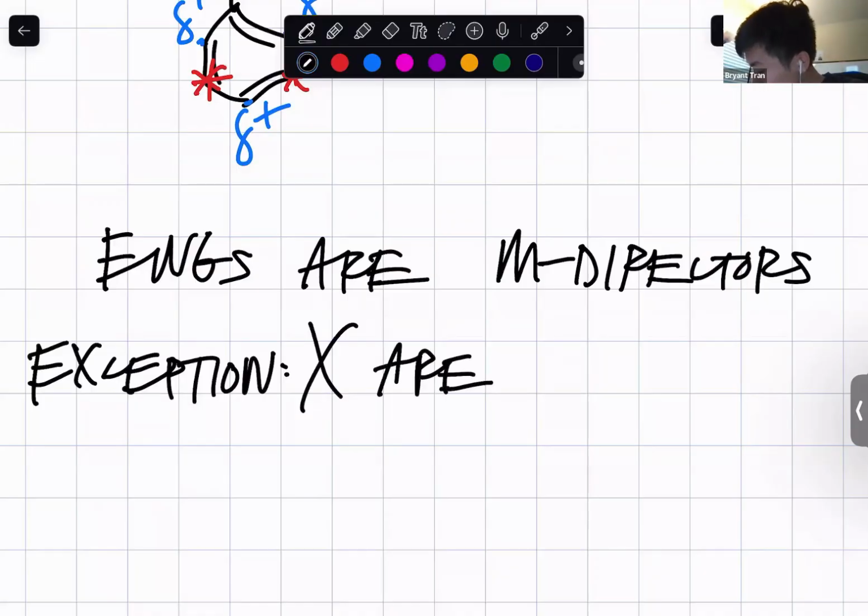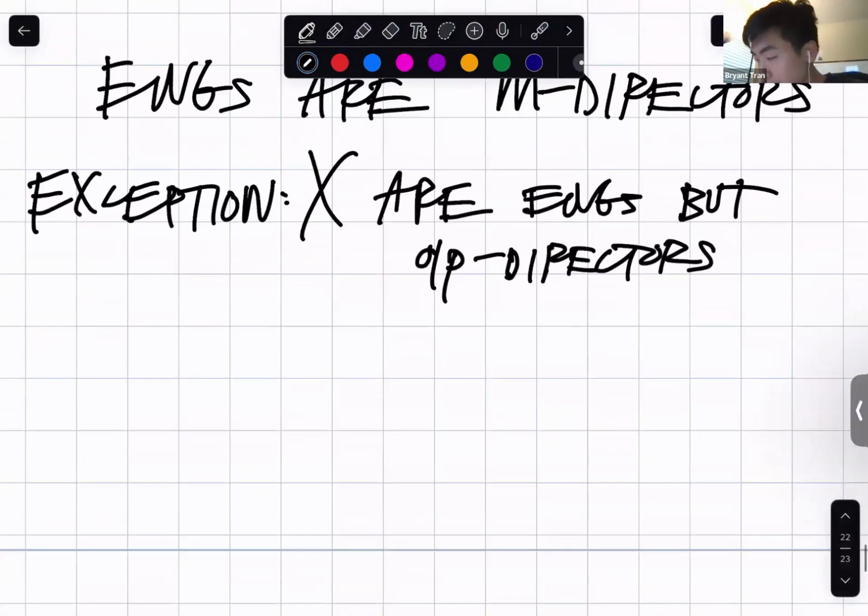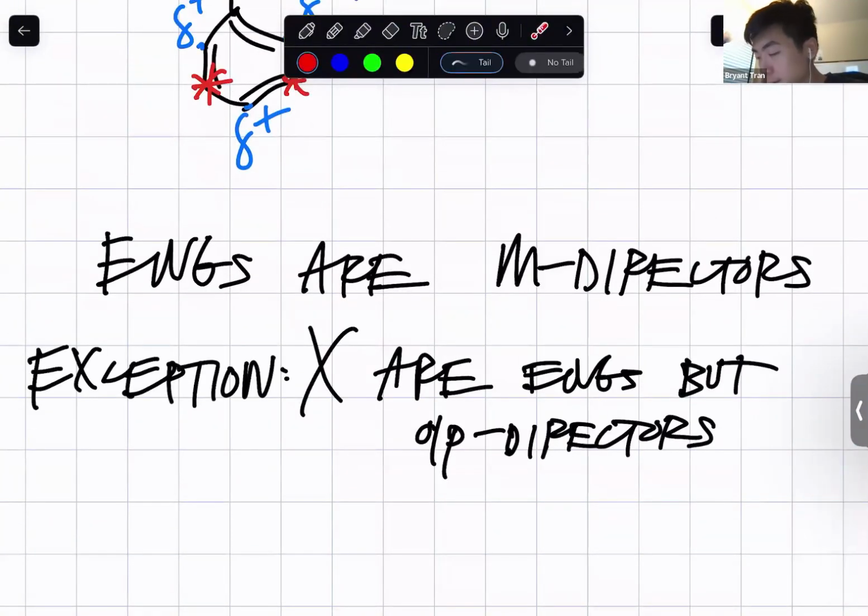Right? Halogens are EWGs, but they're not meta directors, they are ortho-para directors. Now here's why. There are actually multiple reasons, but Helix didn't really go over that, so I don't want to overwhelm you guys with that information unless you want to know.